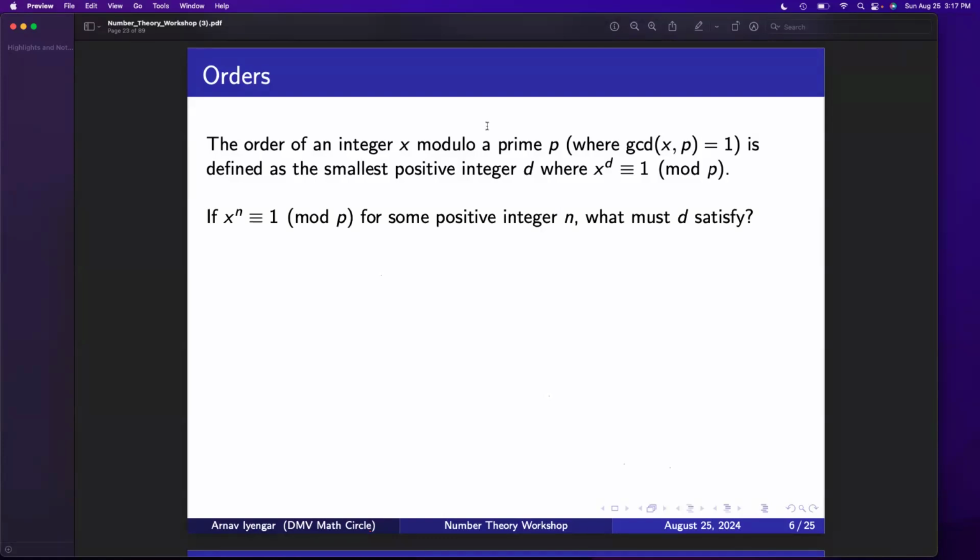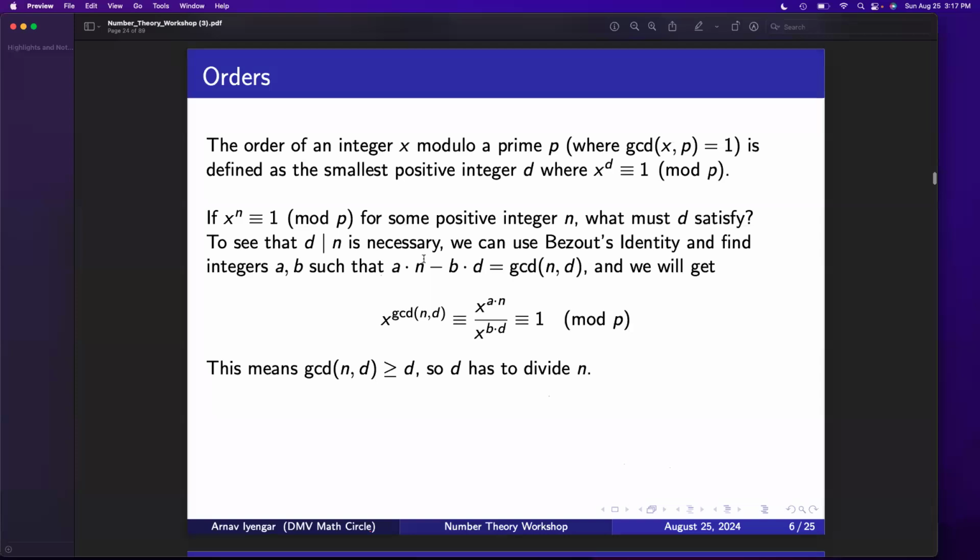So if x to the n is 1 mod p for some n, what must d satisfy? Yeah, d has to divide n. One way you can prove this is to suppose that d didn't divide n. Then the GCD of n and d has to be less than d.